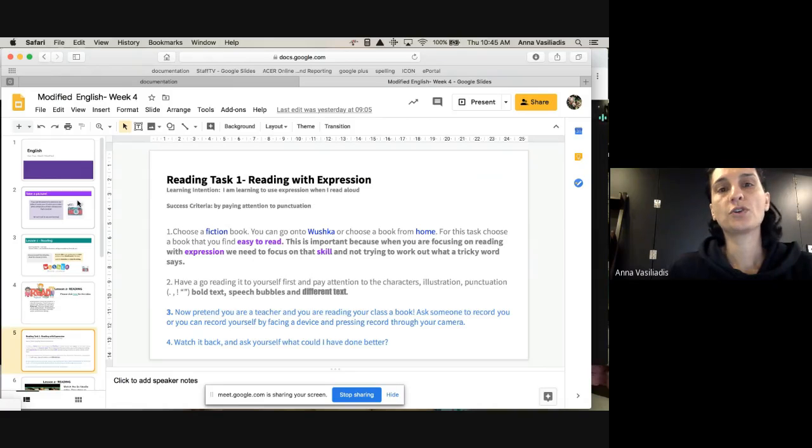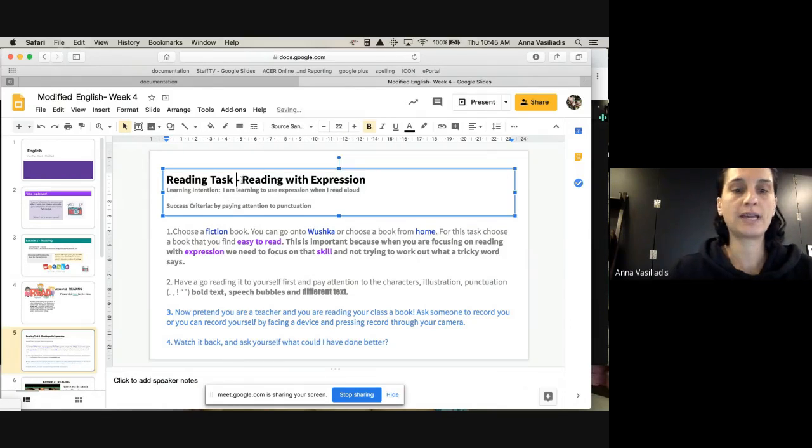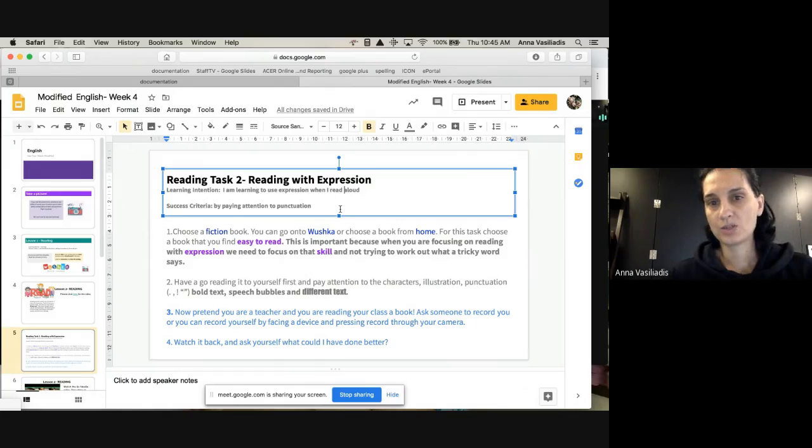Okay, so for your next reading task, you might like to choose that same book that you had for the previous lesson, or you might like to choose a new one. We're looking at reading with expression. Expression means that when you're reading, you don't sound like a robot. Your voice changes because of the way the character is feeling. Your voice changes because you might see an exclamation mark or some talking marks.